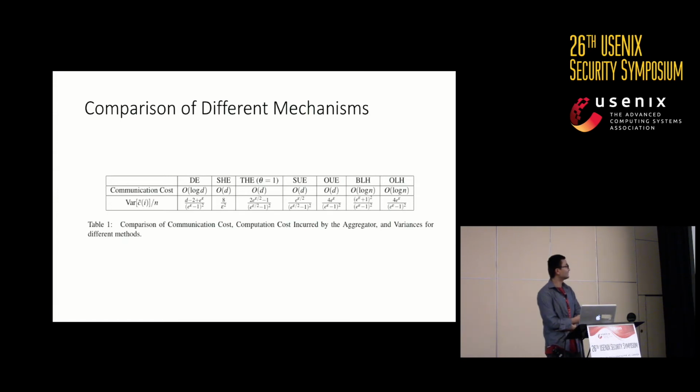So let's look at some analytical results. Here we measure the variance of this estimation. Note that optimized unary encoding and optimized local hash have the smallest variance, while unary encoding and binary local hash have higher variance. This also compares communication cost. By hashing, the communication cost is log of n, the number of users, and direct encoding is log of all the possible values. And the unary encoding, because of the unary representation, has communication cost of order D.